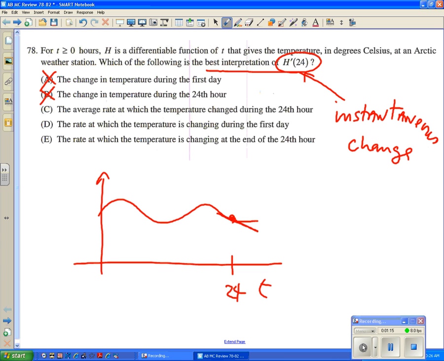The average rate, it's not an average. It's not a rate at which temperature is changing the first day. It is the rate at which the temperature is changing at the end of the 24th hour. E is our answer here. That's what a derivative is. It's the, at that instant, at that particular moment, how is the change occurring?